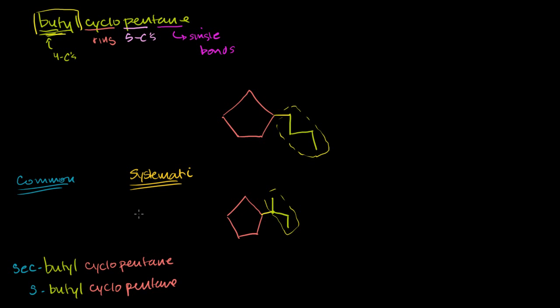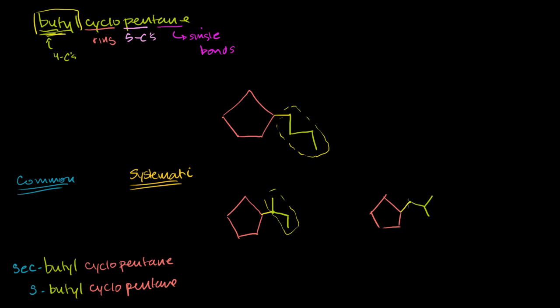But what about the situation? We're dealing with just the common names right here. What about the situation where it looks like this? So we have our cyclopentane right there, and we have, I guess we could call it, a butyl group. It'll have 4 carbons in it. But let's say that the 4 carbons look something like this. So we have 1, 2, 3, 4 carbons. And we're bonded to this one right over here.